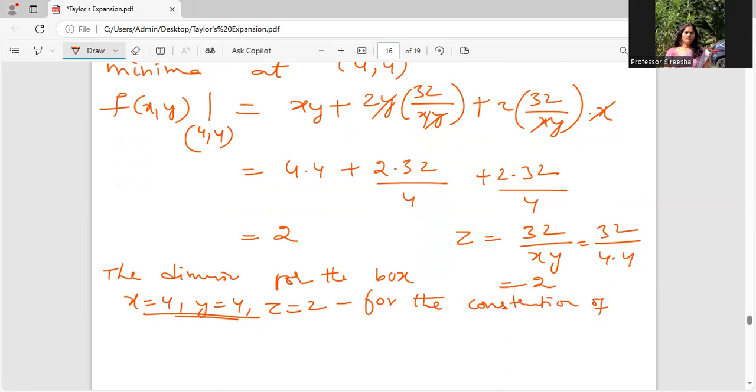Construction of the box with least material. I hope this problem is clear. Okay. Least material. I'll just stop here.